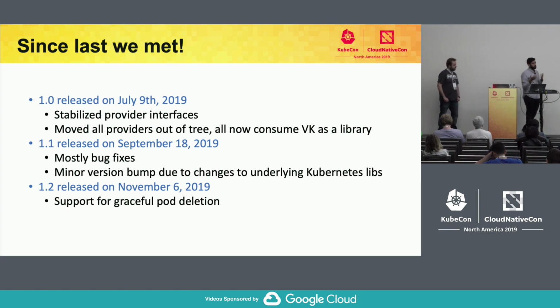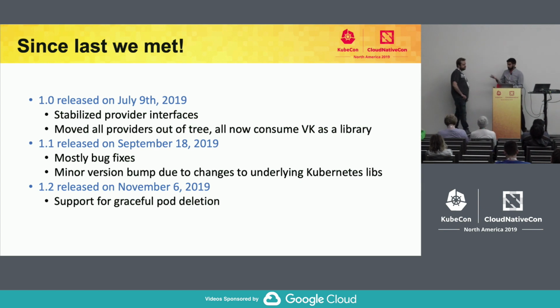There were 3 major releases. It actually hit 1.0, that's a pretty big deal because it meant that we stabilized a bunch of the interfaces. The providers moved outside the organization tree and now consume VK as a library. So Brian will talk a little bit more about what it means to consume VK as a library. We had a bunch of bug fixes. We introduced support for graceful pod deletion, et cetera, et cetera. If you want to learn a little bit more about the state of the project, that's something we'd love to discuss with you after this presentation.